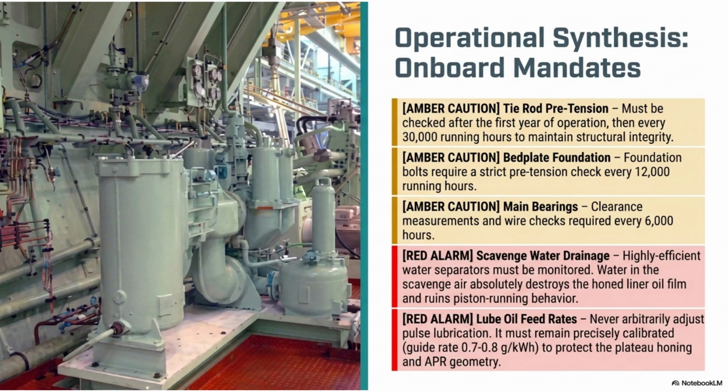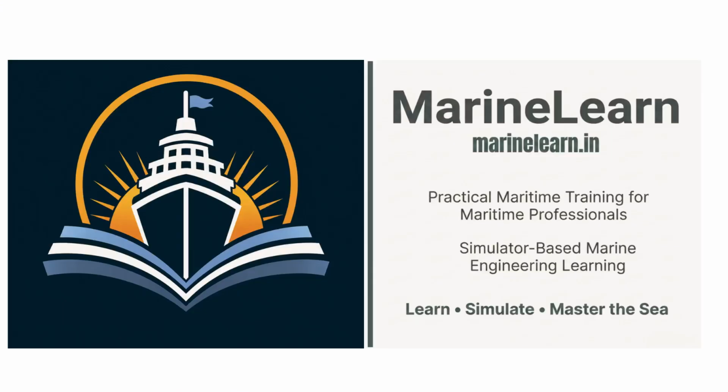Now for critical alarms, you must monitor your scavenged water drainage. Water in the scavenged air will absolutely destroy the honed liner oil film and ruin piston running behavior. Finally, never arbitrarily adjust pulse lubrication feed rates. It must remain precisely calibrated, typically between 0.7 and 0.8 grams per kilowatt hour, to protect the plateau honing and APR geometry.